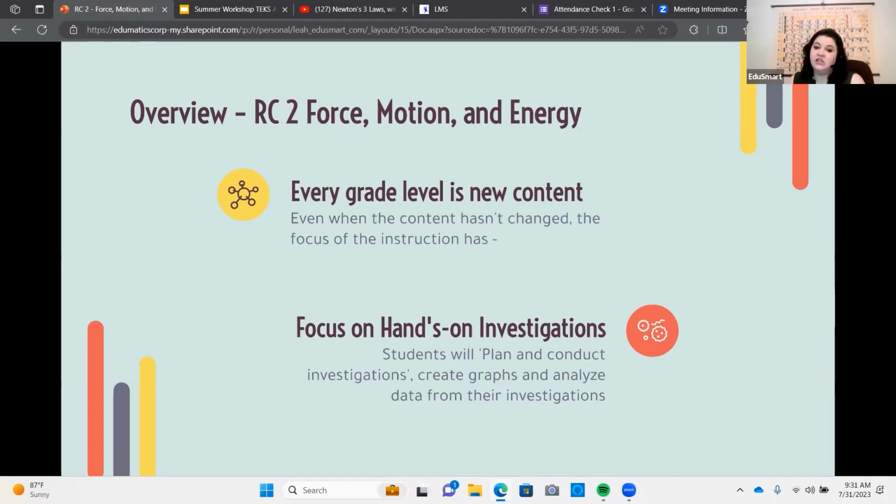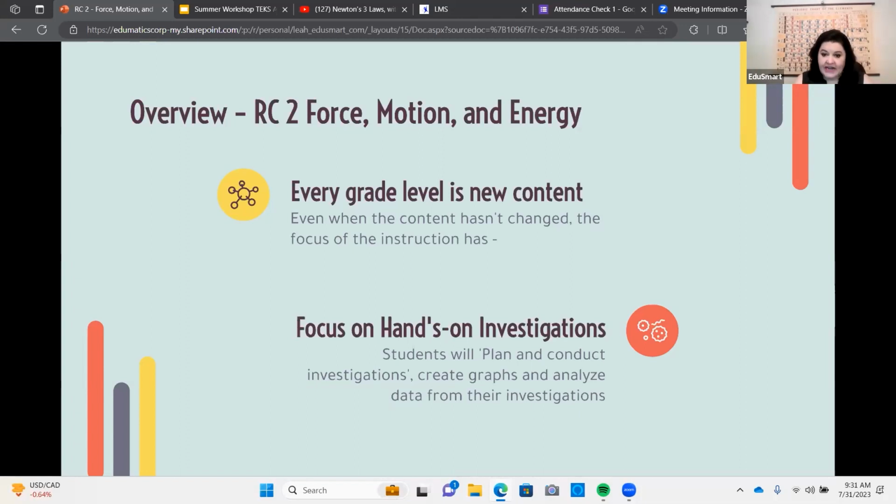One of the focuses is on hands-on. It really, really is very hands-on. The new TEKS make that even more clear. Of course, the best way to learn this in the first place was by hands-on investigations, but now a lot of the standards actually say plan and conduct a descriptive investigation or a comparative investigation or an engineering design process. The standard requires you to have the students doing their own investigations.